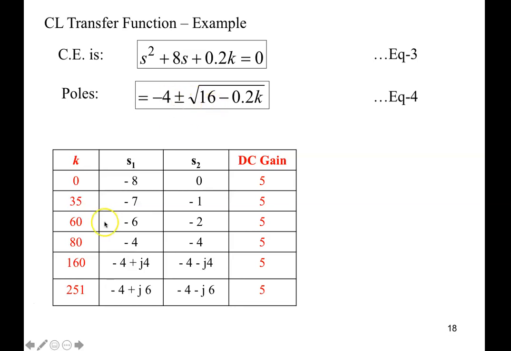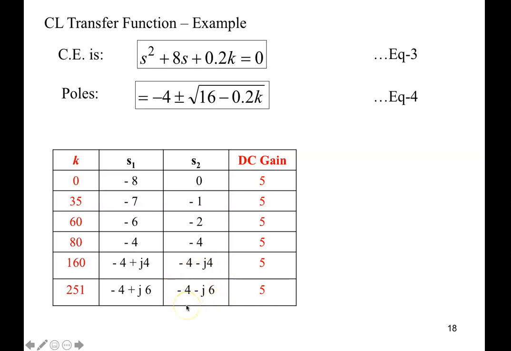Go any further from 80, for example, to 160, and the poles will become complex numbers. Not only do you have a real part, minus 4, but you will also have an imaginary part. But they come in pairs. Okay? The imaginary part will have opposite signs for the 2 poles. Increase that to 251. This becomes minus 4 plus j6. The other one becomes minus 4 minus j6.